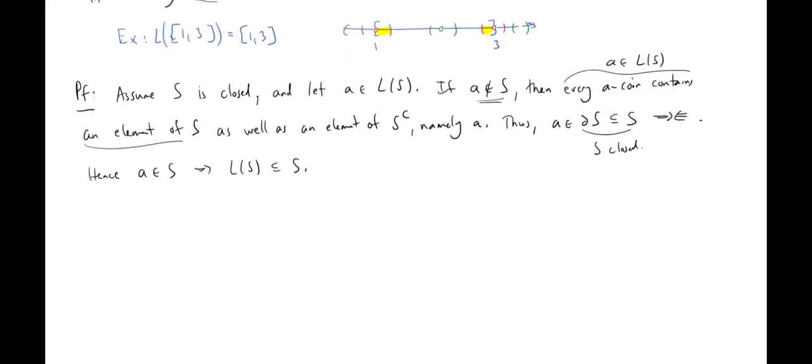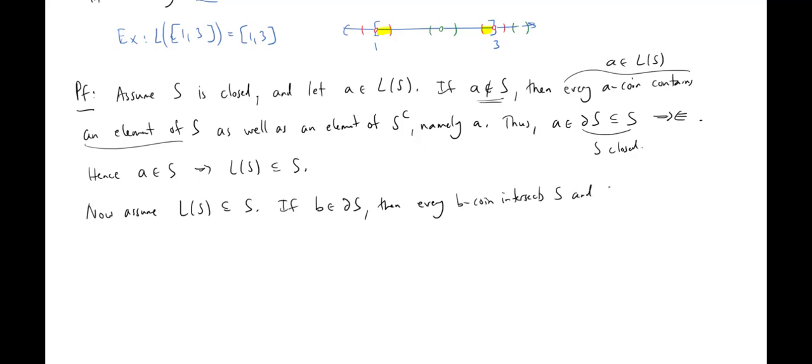The other direction is actually going to proceed very similarly. So now assume that the set of limit points of S is contained in S. And we want to prove that S is closed, but that means we need to show that every boundary point of S is contained in S. Fine, so let's choose a boundary point. So if B is a boundary point of S, well, then we know that every B coin intersects S and the complement of S.